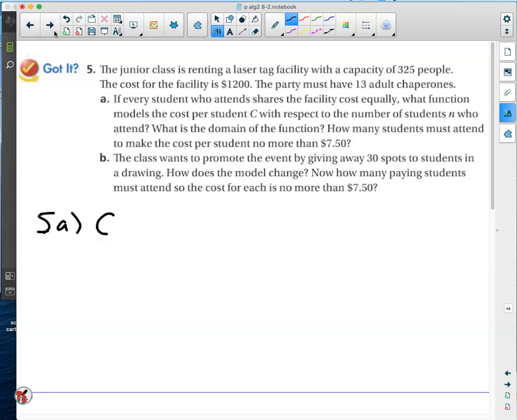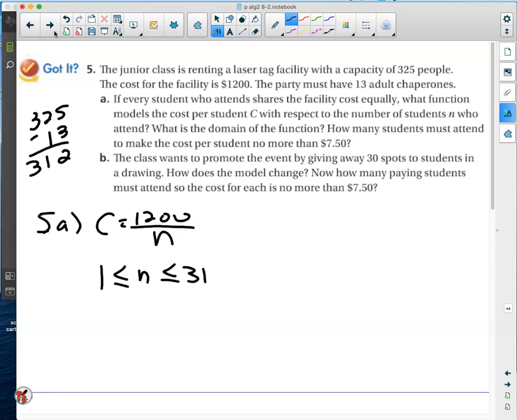So the cost will be $1,200 divided by N, and we can use N again to stand for the number of students there. But once again, we have to have at least one person that's willing to go, and we can't do 325 because we have 13 chaperones. So 312. So our domain changes based on how many chaperones we have going along.